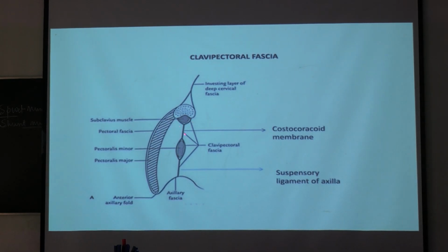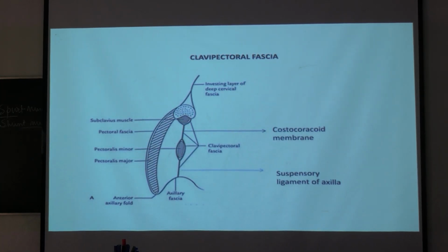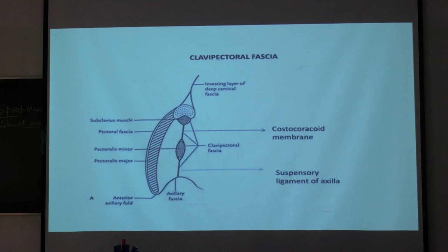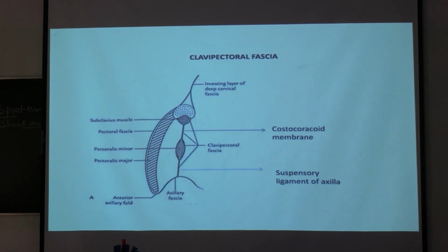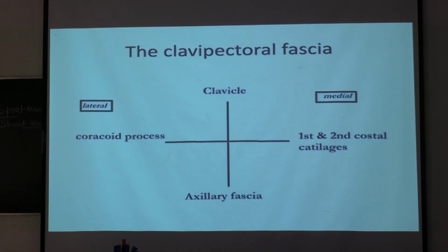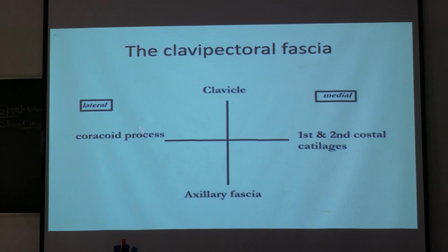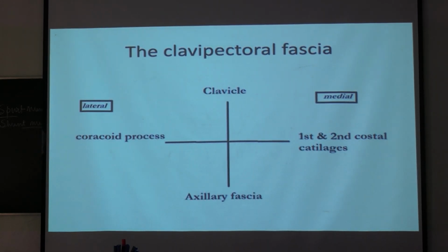The upper part of this clavipectoral fascia is thickened to form the costocoracoid ligament. The coracoid process is connected with the costal cartilage of the first rib by the costocoracoid ligament. So above it is attached to the clavicle, below to the axillary fascia, lateral to the coracoid process, and medial to the first and second costal cartilages. This is the extent of the clavipectoral fascia.